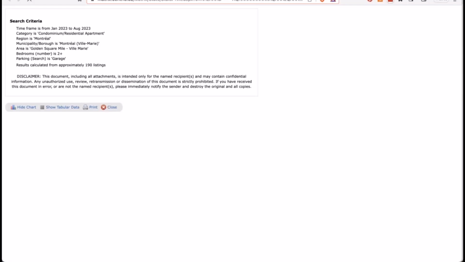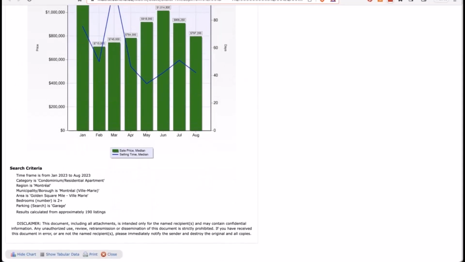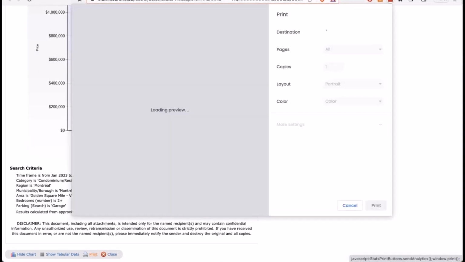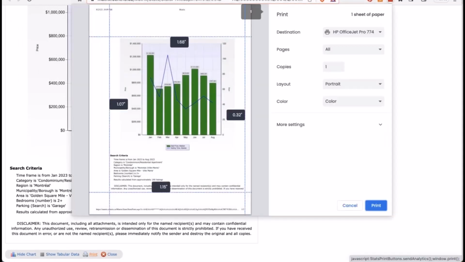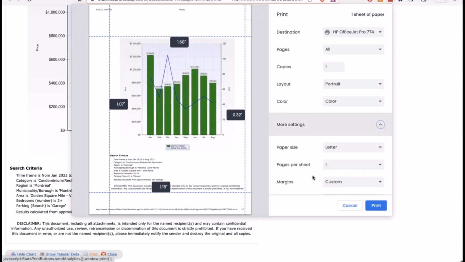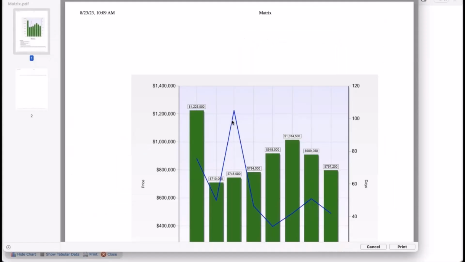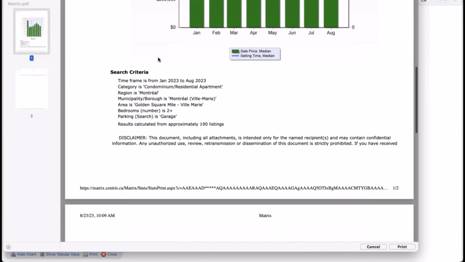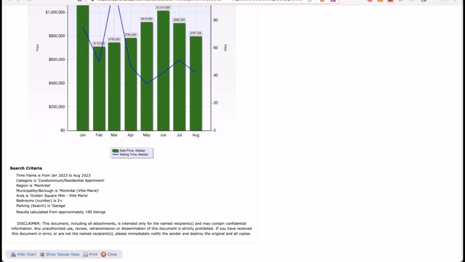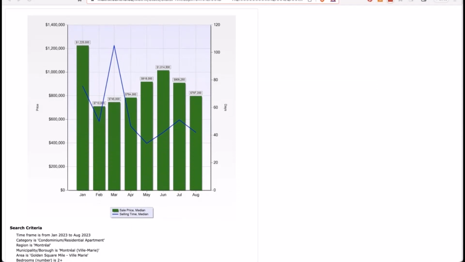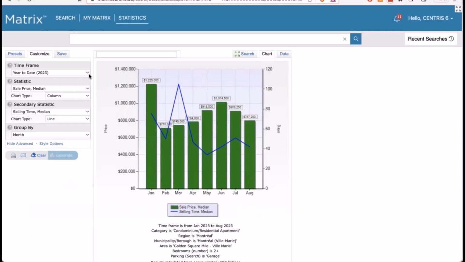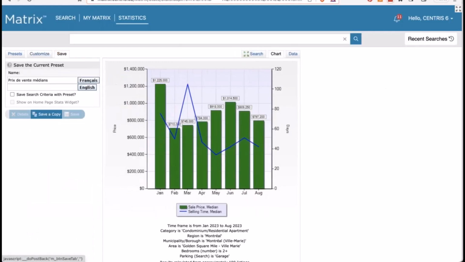What I can also do is go to print, and when I want to print, I can actually print it, or I can save it as a PDF. So again, not in Excel, but I can save it as a PDF. Then that PDF, I can add it in a CMA report if I'd like to. The other option you have is to save it on your screen.